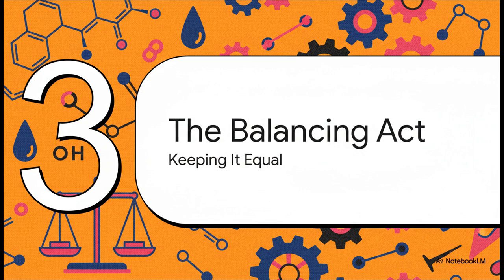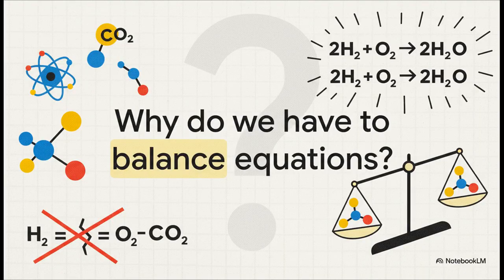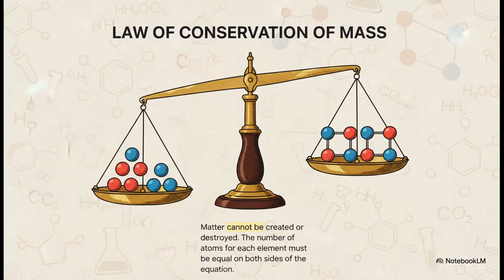Okay, time for what might be the most important skill for a chemist to learn. Welcome to the balancing act, where everything has to be perfectly equal. And you might be asking, why? Why do we have to go through all this trouble to balance equations? Can't we just list what we started with and what we ended with and be done with it? Well, the answer is one of the most fundamental rules of the entire universe, the law of conservation of mass. It basically says you can't just create matter out of thin air, and you can't make it disappear.